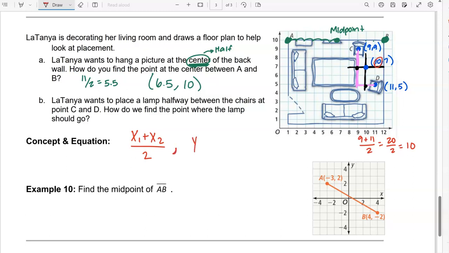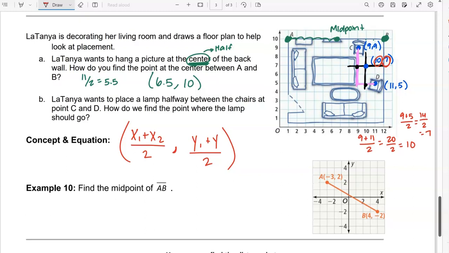Comma, you'll do the same thing. y1 plus y2 divided by 2. As an example up here again, 9 plus 5 divided by 2 gives us 14 divided by 2, which does equal 7. Now this is a point. To find a point, you cannot plug those both into your calculator at once. You have to find your x values separate from your y values.